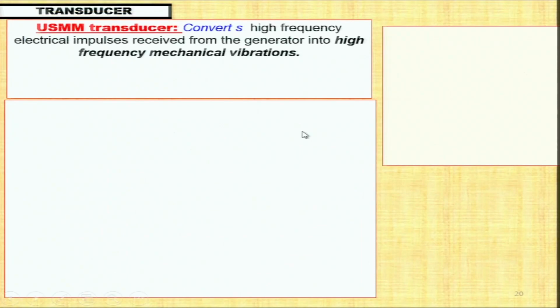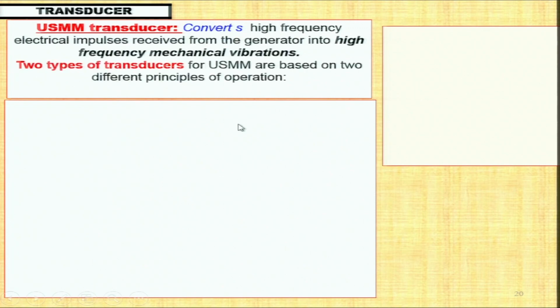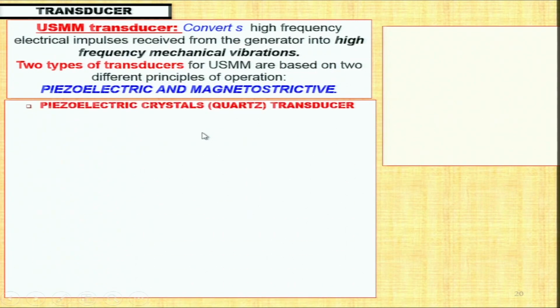Transducer. The ultrasonic micromachining transducer converts high frequency electrical impulses received from the generator into high frequency mechanical vibrations. Two types of transducers for ultrasonic micromachining are based on two different principles of operation. One is piezoelectric, another is magnetostrictive type transducer. Piezoelectric crystal, quartz transducer, it can give up to 900 watts.